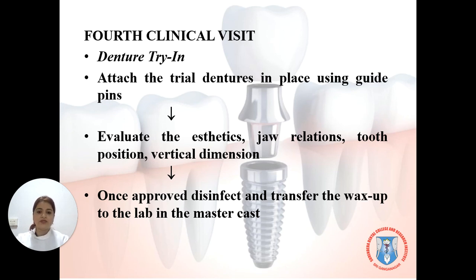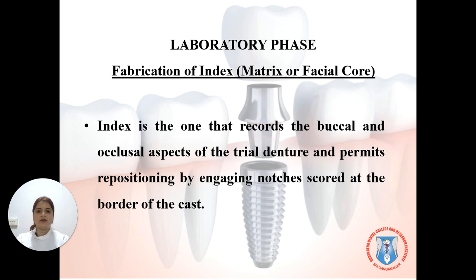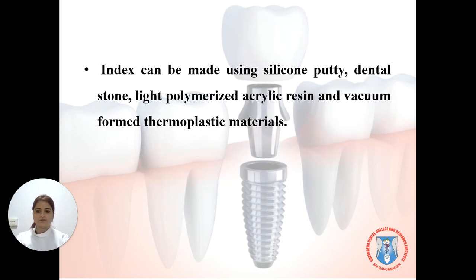Once approved, disinfect and transfer the wax up to the lab in the master cast. Then the laboratory phase. In this, the fabrication of the index is done. An index is one that records the buccal and occlusal aspects of the trial denture and permits repositioning by engaging notches scored at the border of the cast.